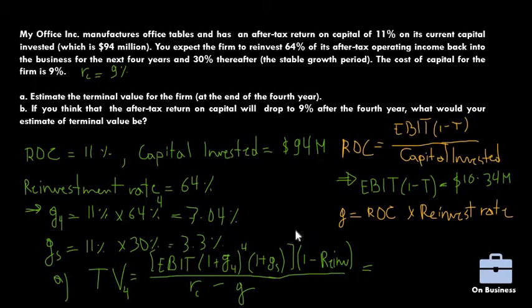And then what's left to us after we've made our investments is all this into 1 minus the reinvestment rate, and the reinvestment rate here is adjusted to 30%. We have to divide this by RC, our return on capital, that is 9%, minus G, and here by G we mean the stable growth, of course, 3.3%, and we get a value of $172.19 million.